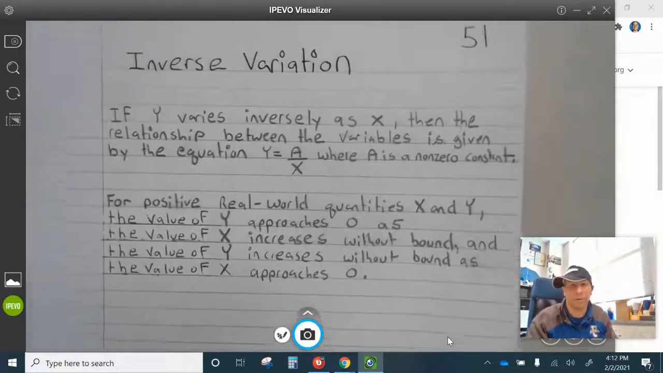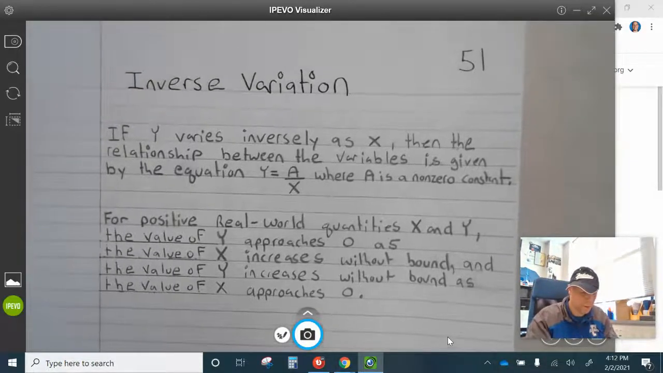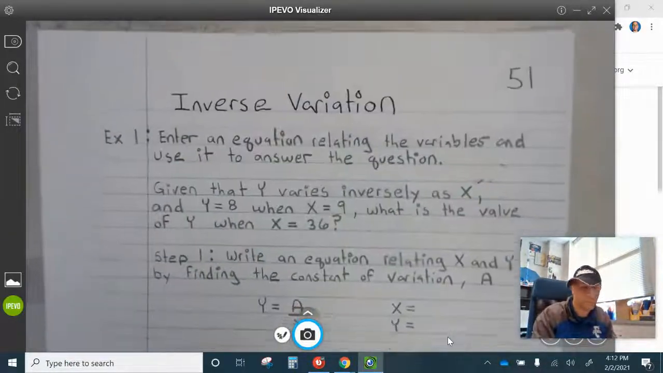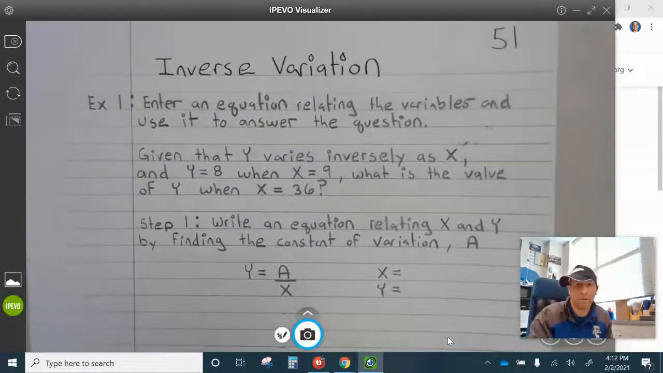All right, if you would, update your notes. All right, now your notes are updated. Let's take a look at the example. Enter an equation relating the variables and use it to answer the question. Given that y varies inversely as x and y equals 8 when x equals 9, what is the value of y when x equals 36?